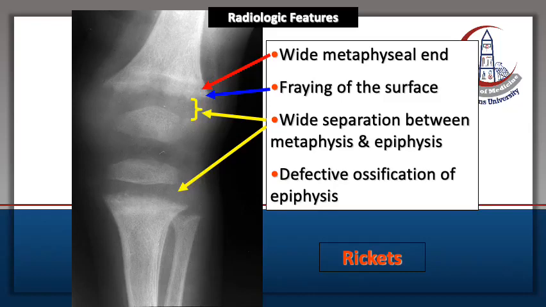X-ray showing widened metaphyseal ends, fraying meaning irregularity of the surface, wide separation between the metaphysis and the epiphysis as the epiphyseal plate is widened with a defective ossification of the epiphysis.